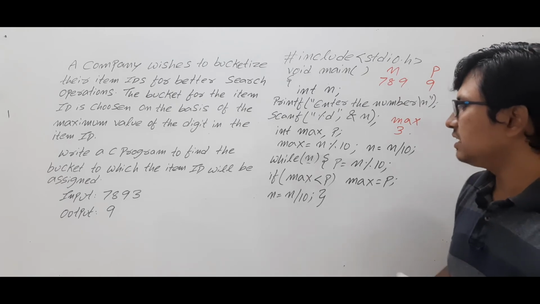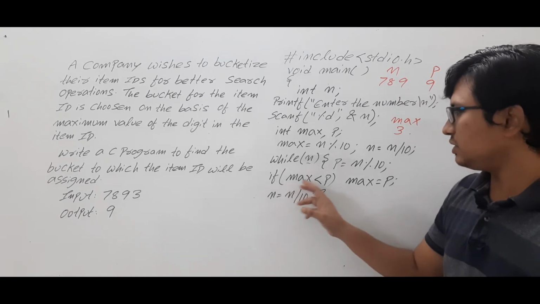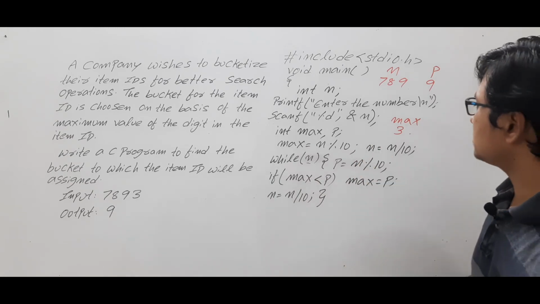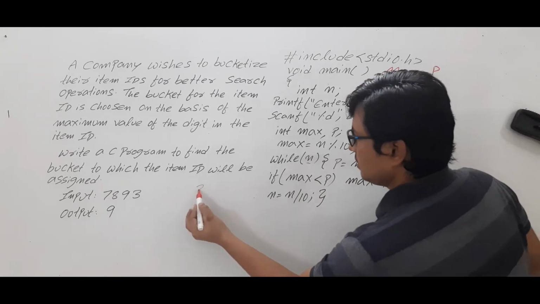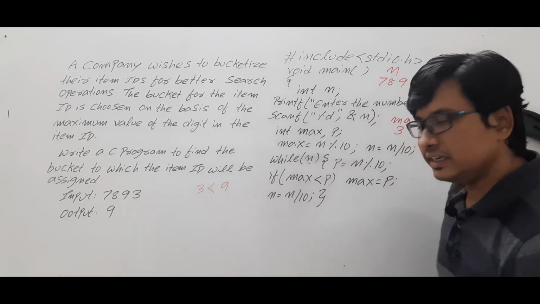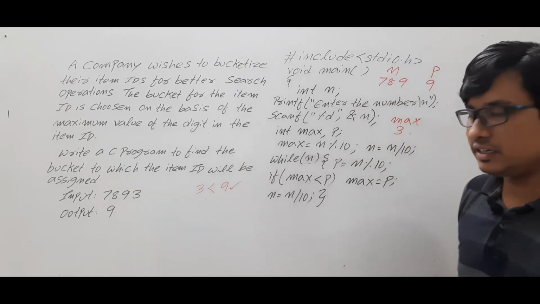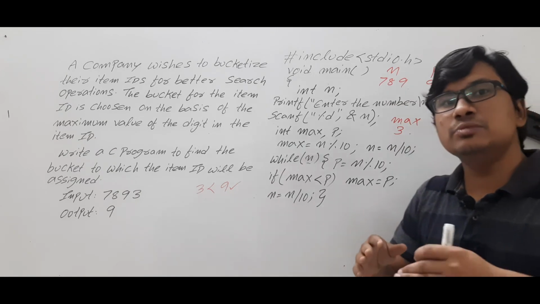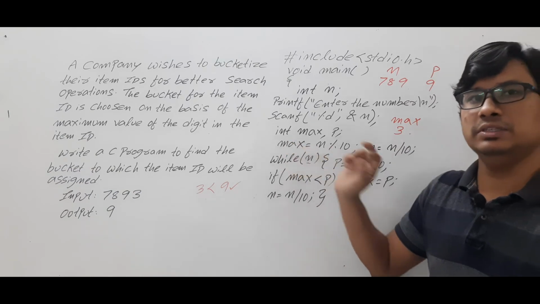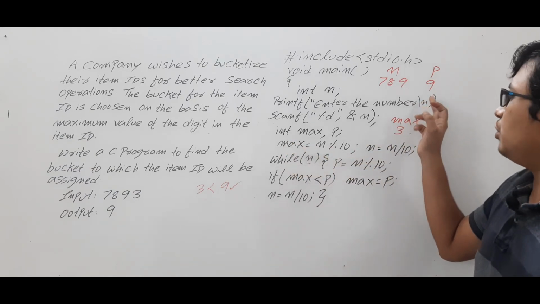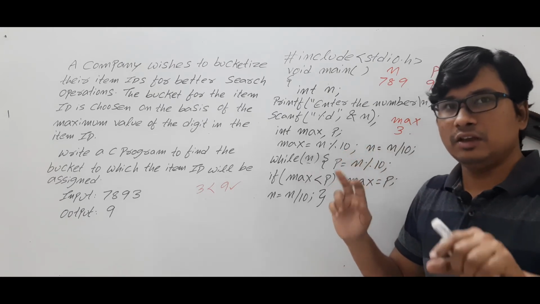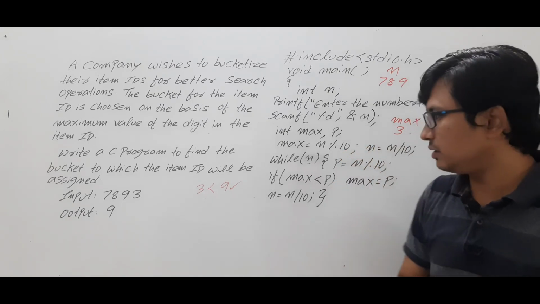Now you will check this condition: max is less than P or not. What is max? It consists of 3. P is having the value 9. So 3 is less than 9. Yes, this condition is true. If this condition is true, our assumption is wrong. We have assumed that the last digit is the maximum digit, but we have now found that the last digit is not the maximum digit. Is it clear?